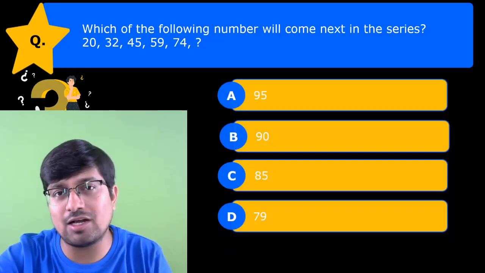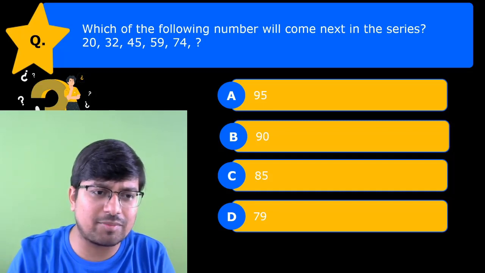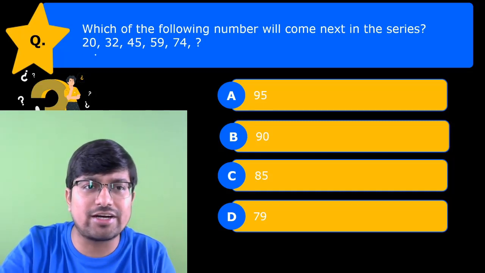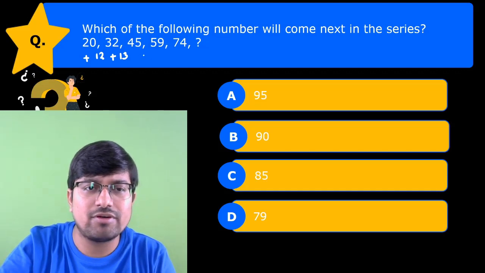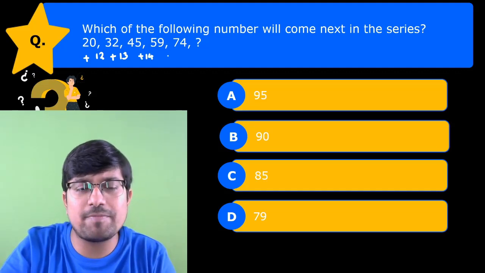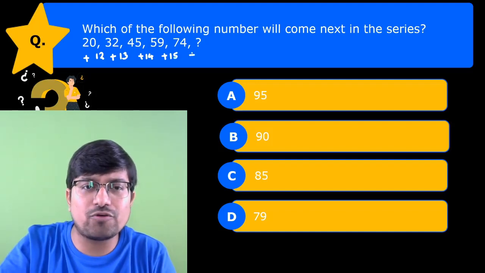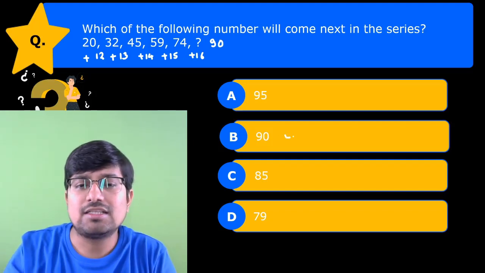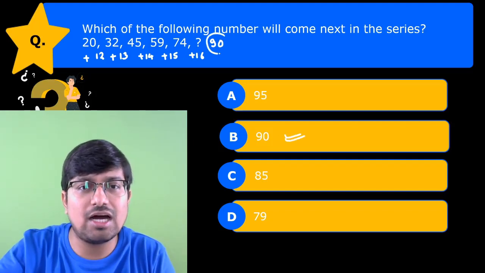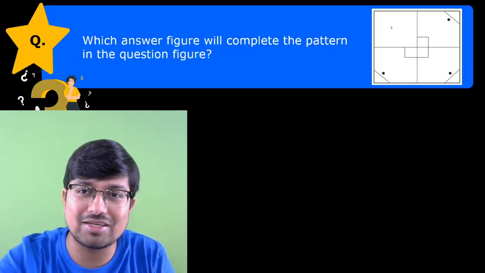माय डियर फ्रेंड्स, ये सबसे पहला क्वेश्चन था जो मिसिंग नंबर सीरीज से पूछा गया था। अब अगर आप यहां ध्यान से देखें तो यहां पे सीरीज क्या चल रही है, 20 प्लस 12 इज 32, 32 प्लस 13 इज 45, 45 प्लस 14 is 59, 59 plus 15 is 74, and 74 plus 16 is 90. Alright, and hence the next number in the series will be undoubtedly 90, which is the required answer. Clear everybody? आगे बढ़ते हैं.